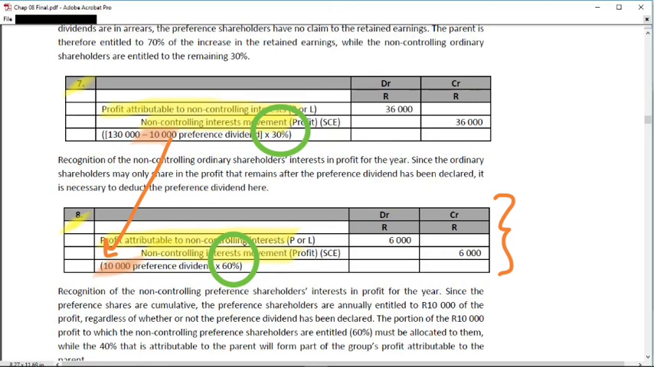At this point, I just want to make a comment. Please use your introduction to consolidations properly. There's a lot of explanations under each journal. With every amount, there's a little reference somewhere to the calculation, to an explanation. Use it, read through it to just improve your understanding of the work.